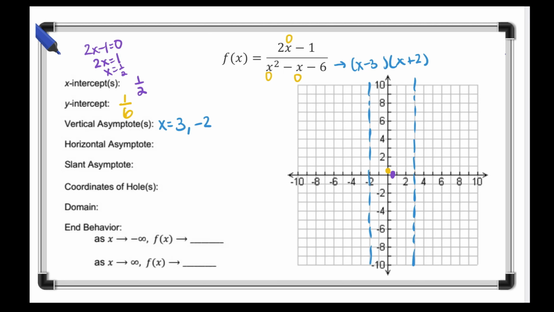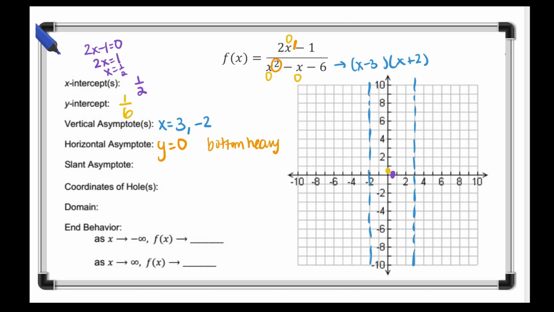My horizontal asymptote, I'm looking at my degrees. The degree of my numerator is 1, and the degree of the denominator is 2. So it's bottom heavy, meaning it's larger on the bottom than it is on the top. When you reach the bottom, there is 0. So y is equal to 0.